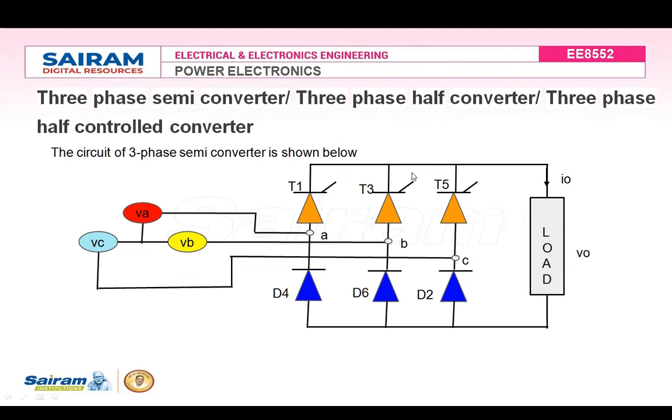employs three thyristors and three diodes that are connected in the form of a bridge configuration. Three thyristors are control switches and the three diodes are uncontrolled switches. The diodes will conduct as soon as they are forward biased by the respective phase voltages. The three-phase semiconverter can be used in industrial power applications up to 120 kilowatt, the power level where single quadrant operation is required.